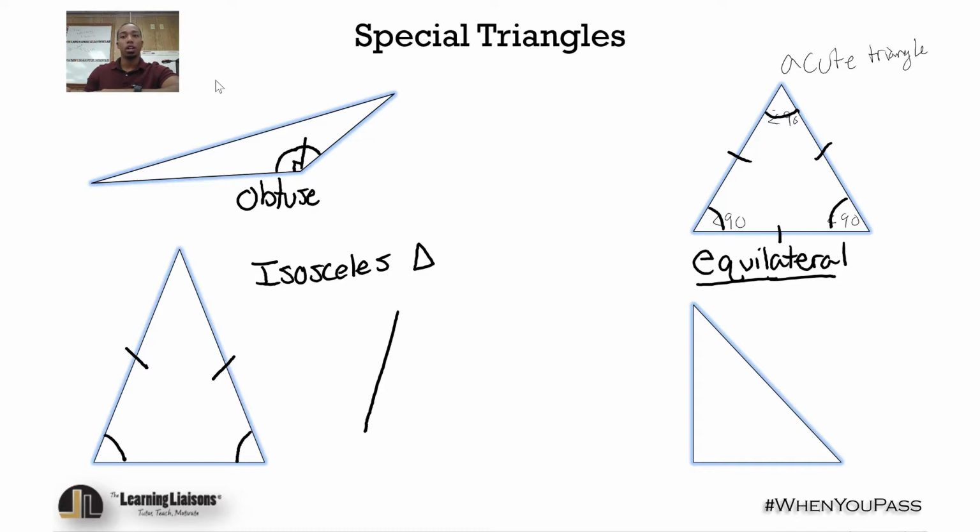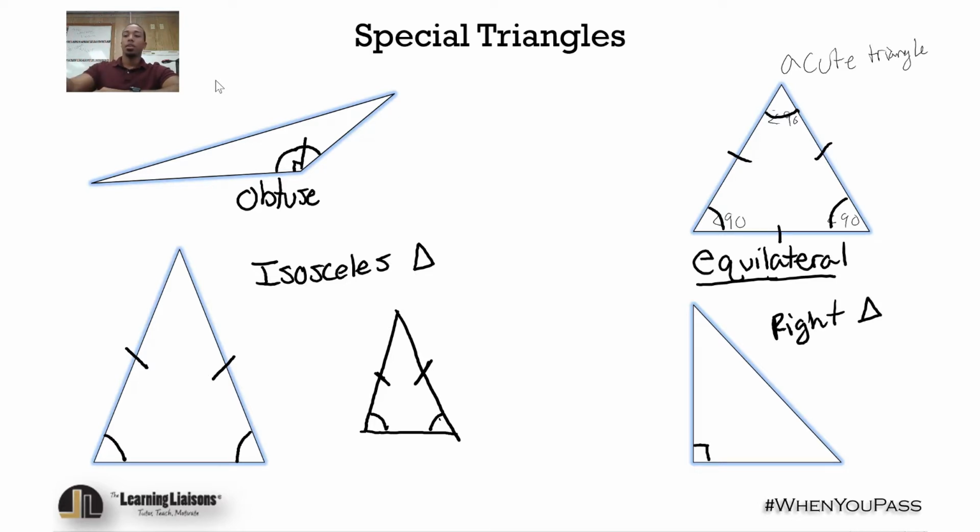So if I were to give you a triangle, something like this, and I said, hey, I can tell you that this side and that side are congruent, well, then you can assume that the angles that correspond to them, so the opposite angles, are congruent as well. It's a key fact that we're going to need to know. Lastly, if a triangle has a right angle, well, then it's going to be called a right triangle.